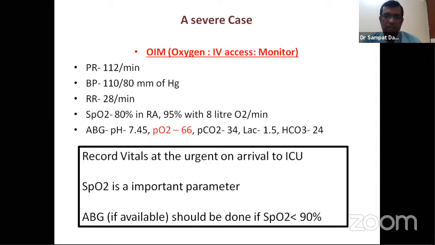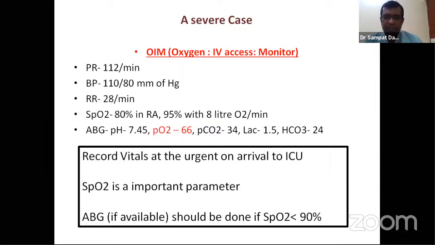The ABG was done, which showed a pH of 7.45, PO2 of 66, PCO2 of 34, lactate of 1.5, and bicarbonate of 24. What I always talk about, because I receive cases who are critical or moderately critical: for a critical patient, three things are mandatory. You need to put on oxygen first. Oxygen is a drug and it has to be given first. You have to get an IV access and put the patient on a monitor so that you are able to know what is going on with him.